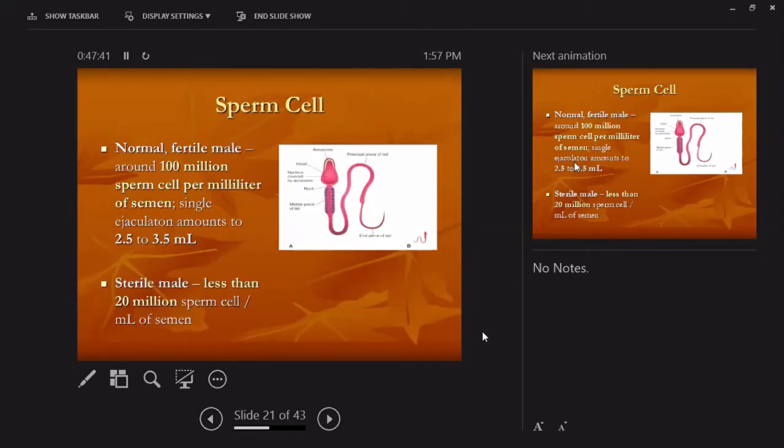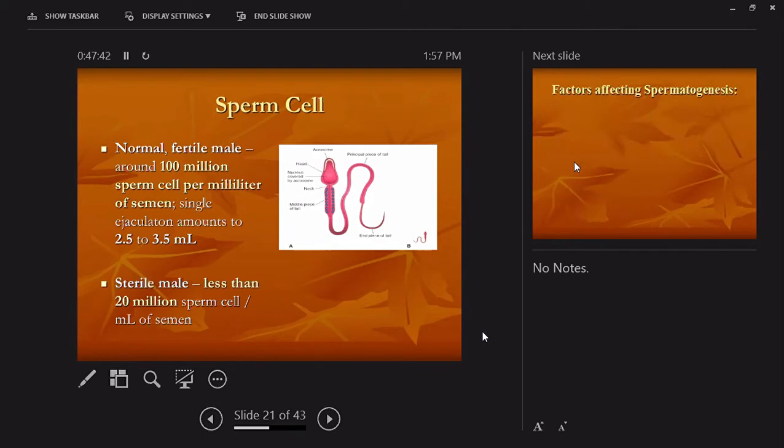Sterile male. Ayan, yung mga sterile yan. Isa na yon, yung reproductive, no? Ito naman, if you are normal, you're not a cryptorchid male, then if you release only less than 20 million sperm cells per ml of semen, you are called already a sterile male.